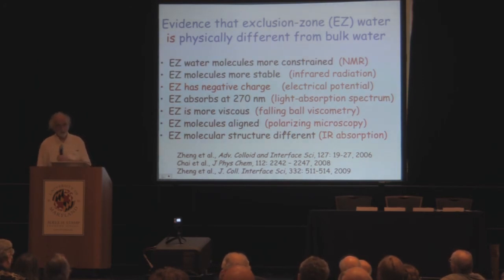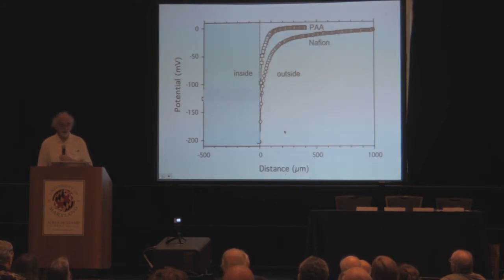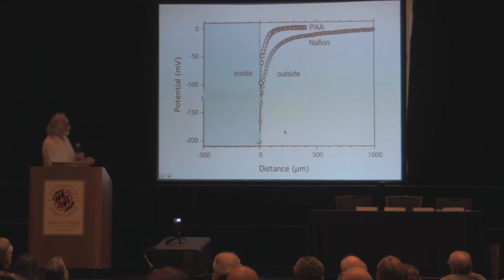The next one is that this zone has negative charge, and the experiment is shown here. So this is the inside of the gel, this is the outside of the gel. In other words, this is the gel, polyacrylic acid gel, and this is water. And we want to measure the distribution of electrical potential.